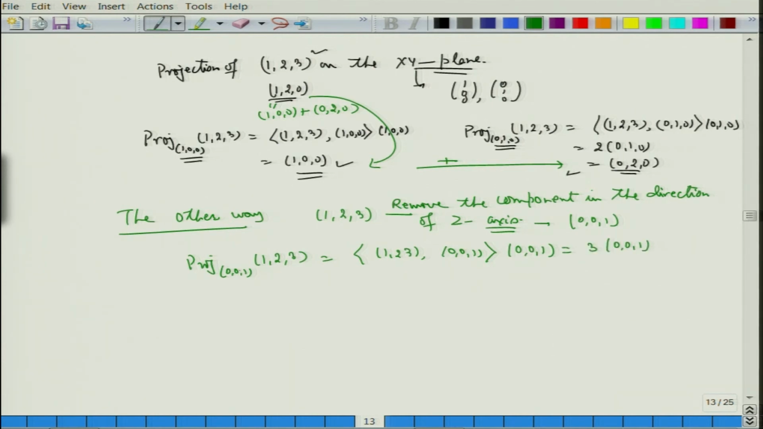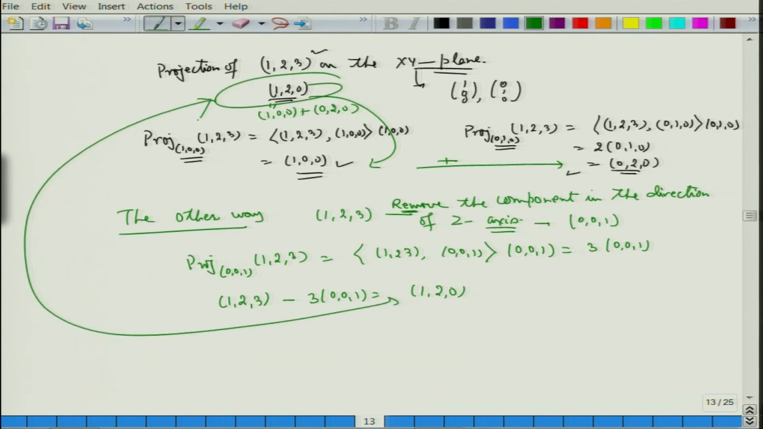So from this 1 2 3, if you look at this, I have to remove. So 1 2 3 minus 3 times 0, 0, 1, which is nothing but 1, 2, 0. All right. So, I have got this 1, 2, 0 once more. Fine. So, there are two ways of doing it. Either I look at the component in each of these directions, or I remove the component which is perpendicular to that. Fine. So, these are two things. Very, very important. I would like you to understand here that these vectors 1, 0, 0, 0, 1, 0 and 0, 0, 1, they are perpendicular vectors. So, these three are mutually orthogonal.